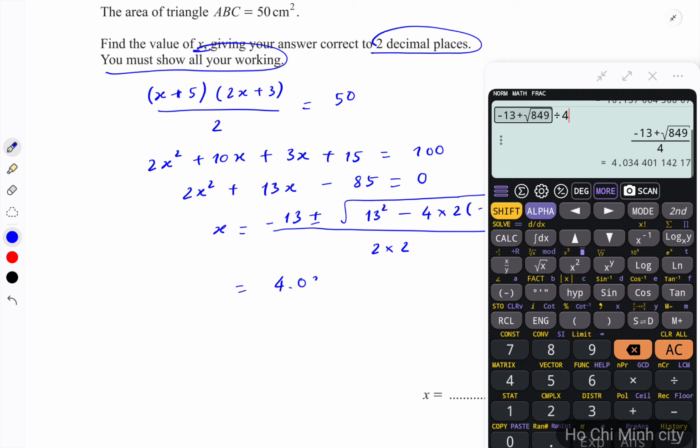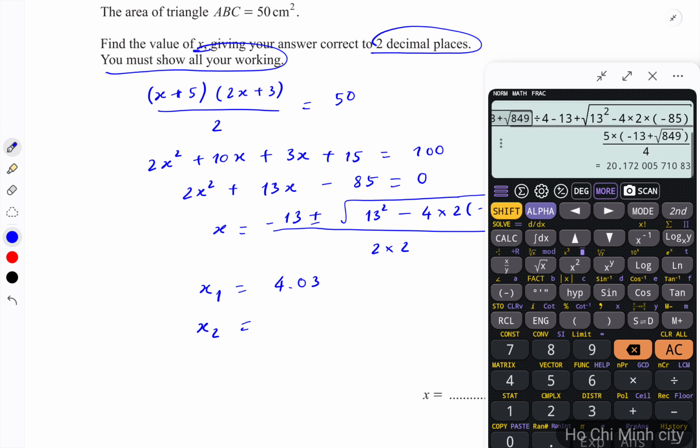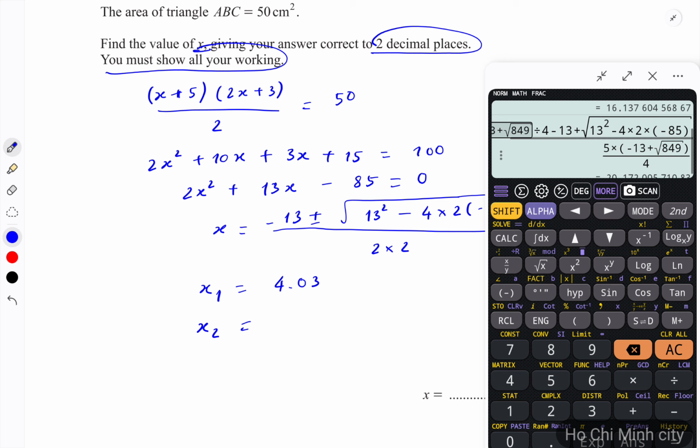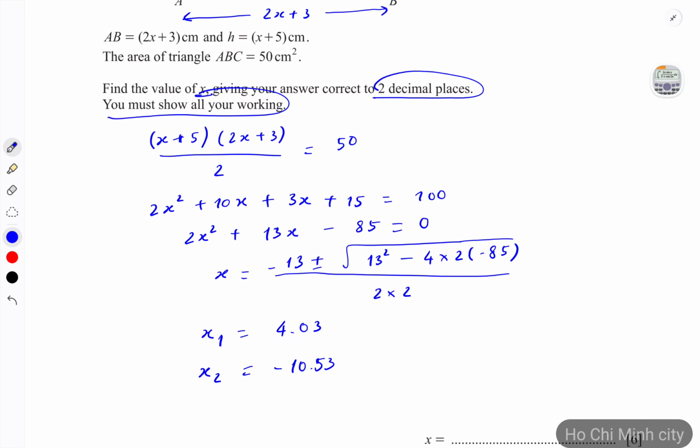4.03. This is a value for x1. And how about the x2? Just replace the plus sign. All right, so here is negative 13, and then minus. And this one would be divided by 4. We have another root, which is negative 10.53.